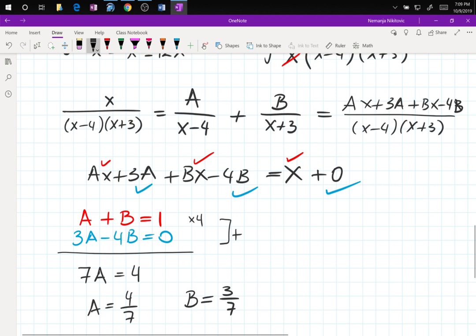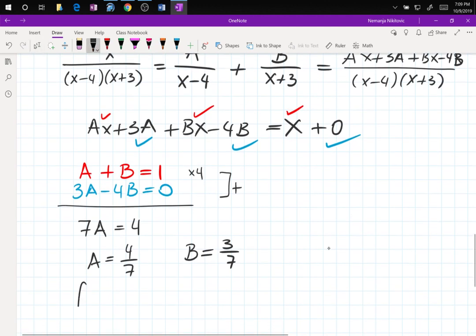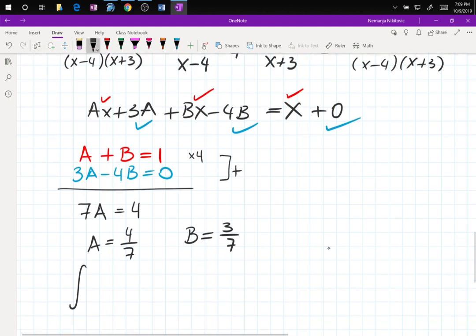You can quickly check with the blue equation where 12 over 7 minus 12 over 7 is 0, which is good. So now we have our A and B. So now the integral is A, which is 4 over 7 divided by x minus 4, plus 3 over 7 divided by x plus 3 dx. It's terrible to write these fractions this way because they look like 417 and 317. So 4 over 7 and 3 over 7.